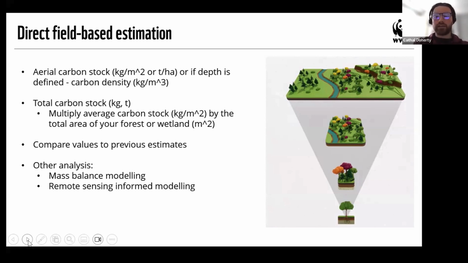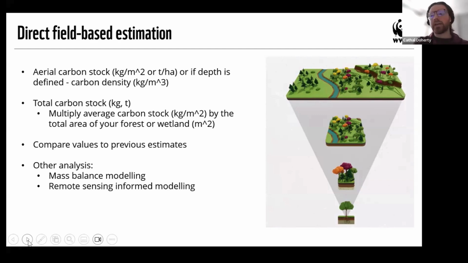And then if you define that depth, you might also see carbon density used, and that's simply just the same metric as aerial carbon stock, except you're defining the depth that you actually sampled. So it might be 30 centimeters, 50 centimeters, etc. And then on the right here, this is just a little schematic representation of how that direct field-based estimation would work, where in a certain area, you're going to measure the aerial or average carbon stock. And then as you scale up, you're going to find the average across the different regions, and then that's going to inform the carbon stock as you scale from that small site all the way up to the region.